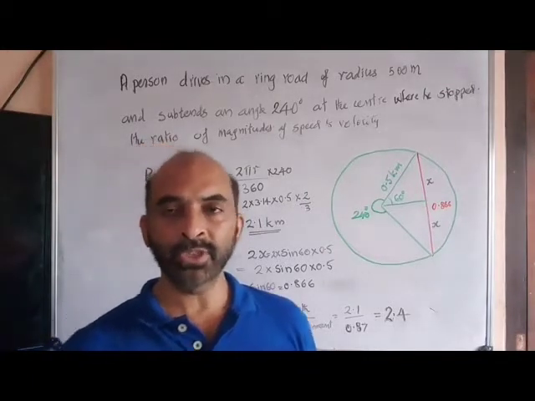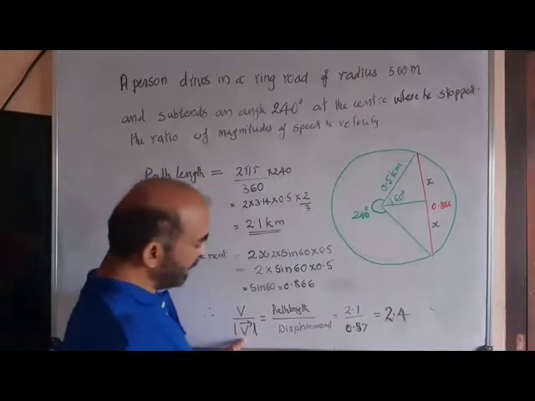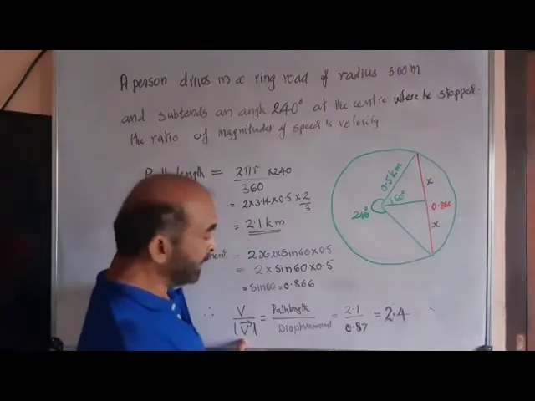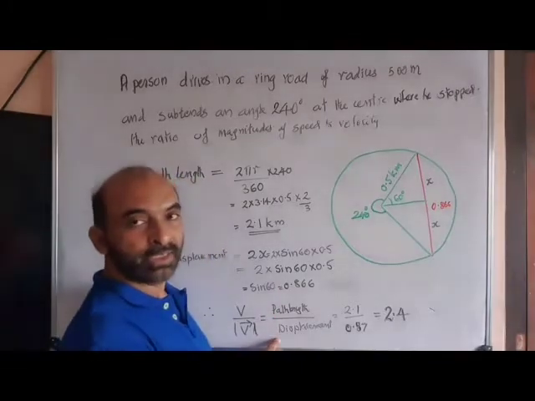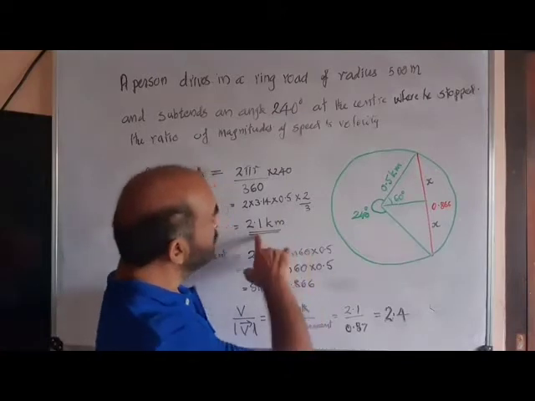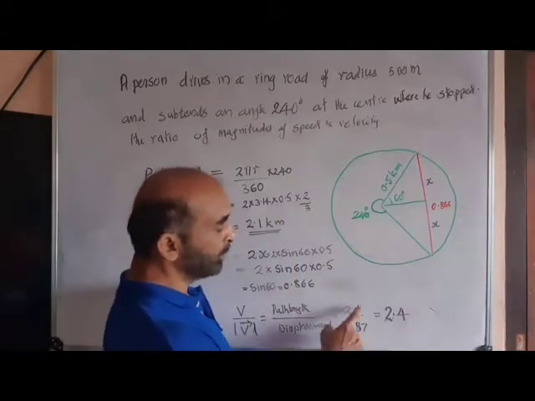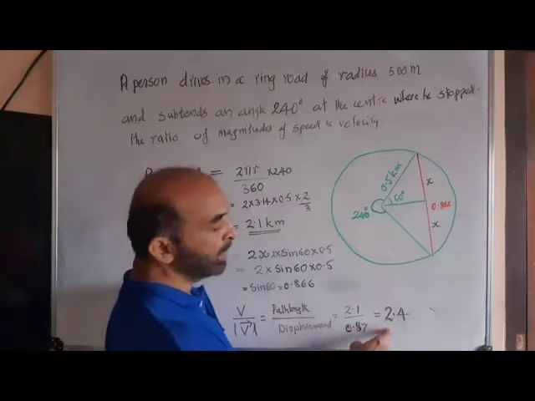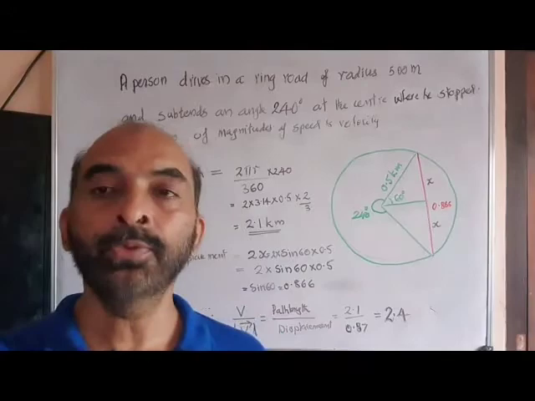And now we want the ratio of the speed and magnitude of velocity. Okay, we are not bothered about the direction. So speed by magnitude of velocity is nothing but path length by displacement, because time is the same. Path length by displacement is equal to 2.1 kilometer divided by 0.866. 2.1 by 0.87 gives you 2.4. Okay, hope you understood that also.